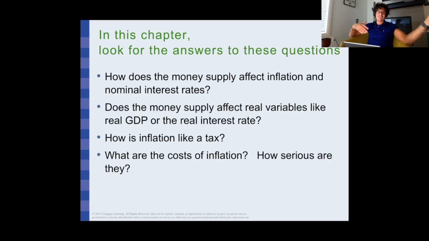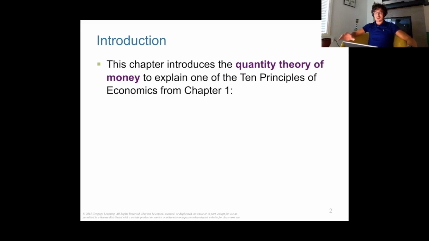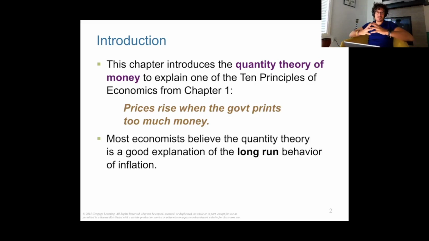In conclusion, in this chapter, we are going to introduce some very useful theoretical concepts, like money neutrality and the classical dichotomy. In addition, we are going to introduce a very important theory, the quantitative theory of money, which is going to be useful in order to explain one of the 10 principles of macroeconomics that we have seen in chapter 1, which is that prices rise when the government prints too much money. Economists believe that this quantitative theory of money is a very useful theory for understanding the long-run behavior of inflation.